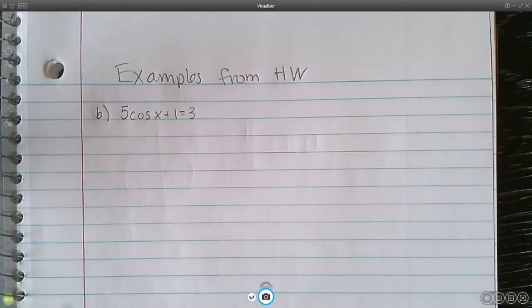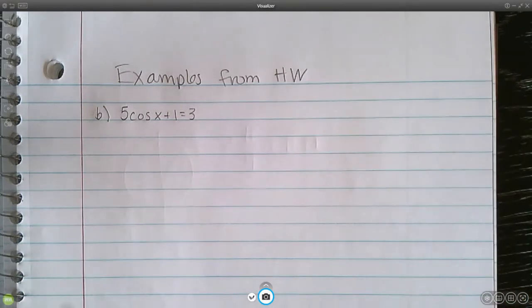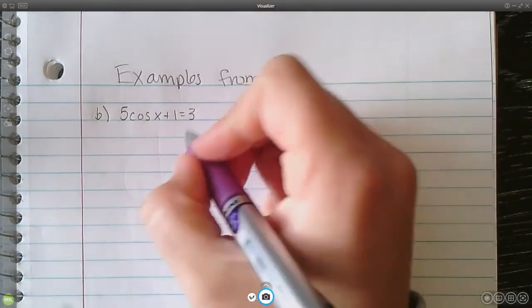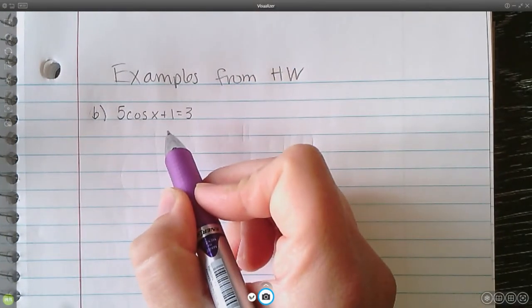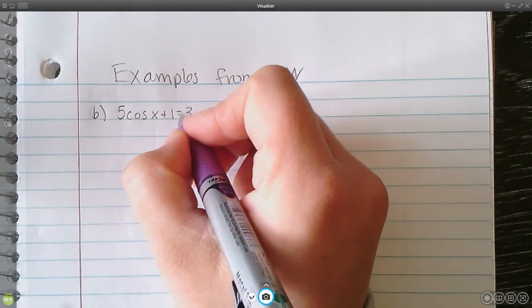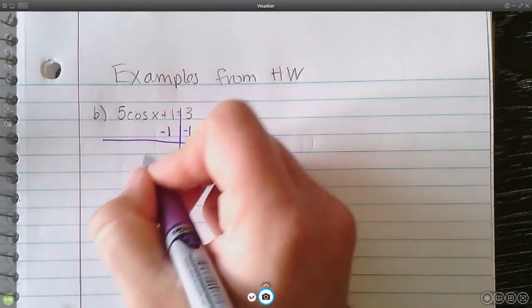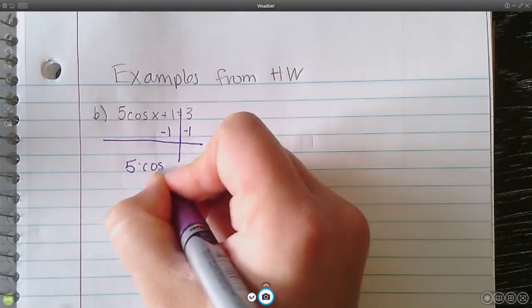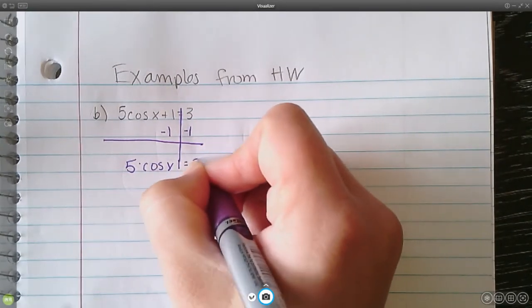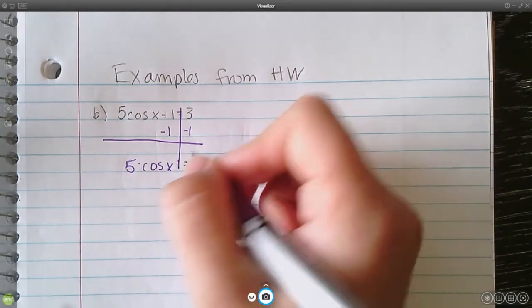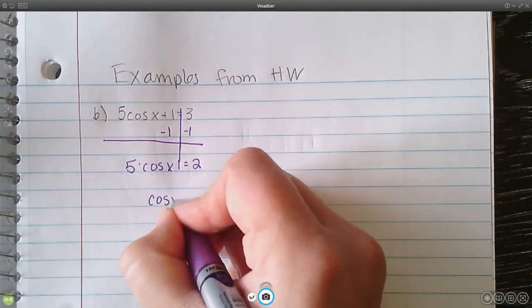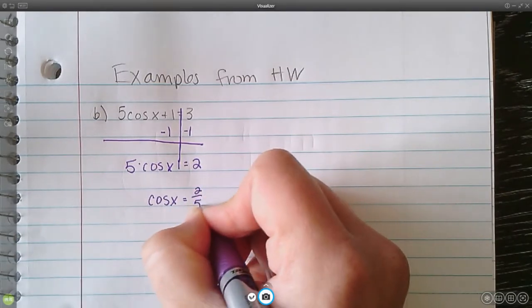Okay, so I know everything that we've done today seems terrible, but these are some examples from your homework specifically. So let's just see what we can do. When you were solving, you do the same thing you did as when you were in regular one. Draw the line, subtract 1 from both sides. So we get 5 times cosine of x equals 2. Then divide both sides by 5. So we have cosine of x equals 2/5.